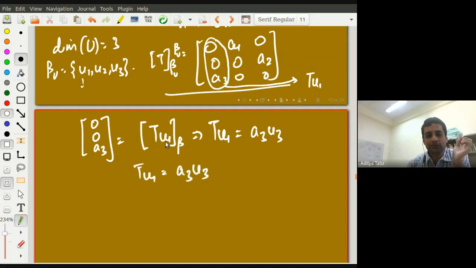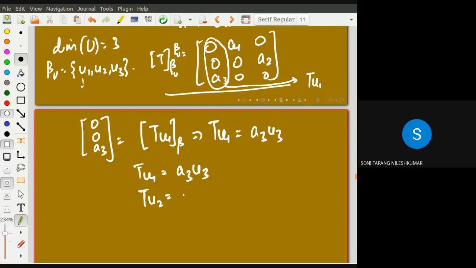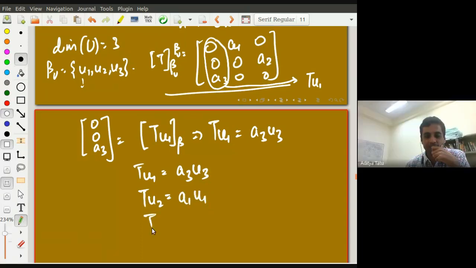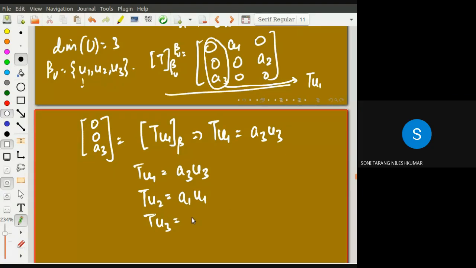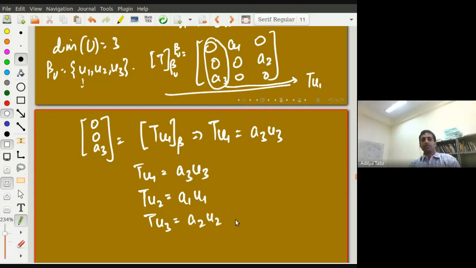Please don't get confused between the representation of a vector and the vector itself, in the same way that I hope you're not confused between the matrix representation of a linear operator or transformation and the actual linear transformation. TU2, what is TU2? A1U1. And what is TU3? A2U2. Good.